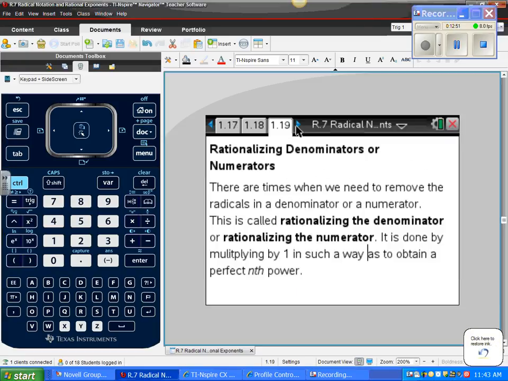Rationalizing denominators or numerators. There are times when we need to remove radicals in a denominator or a numerator. This is called rationalizing. It's done by multiplying by 1 in such a way to obtain the perfect nth power. So essentially we're multiplying by something so that I can take the nth root. Okay? We want to make it pretty.